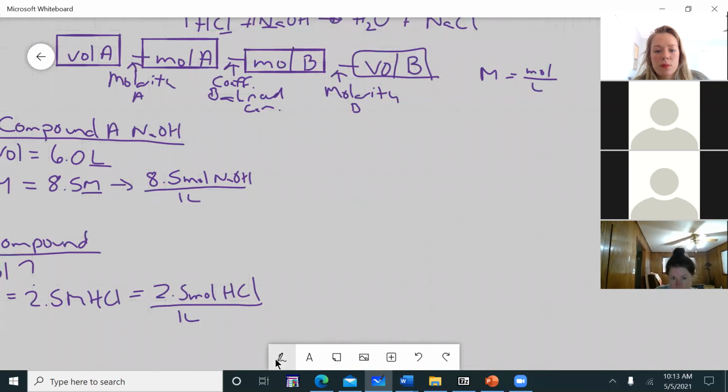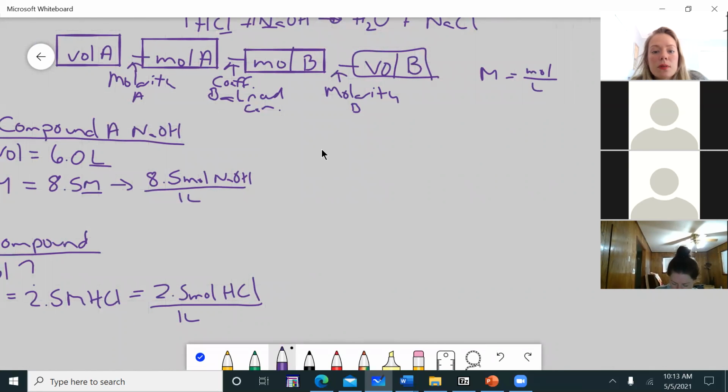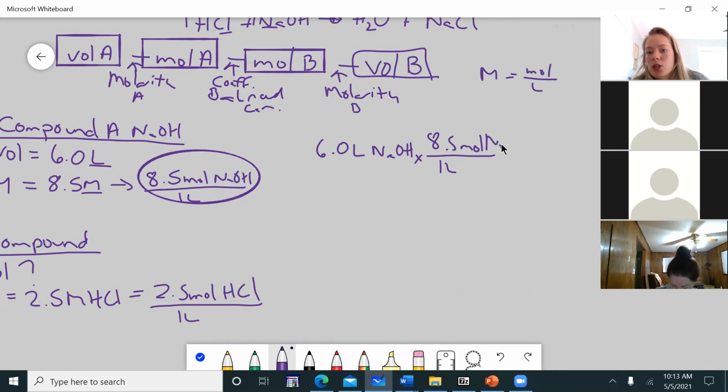Let me just start that out. This takes up so much space. So we've got 6.0 liters specifically of NaOH. I'm going to use the molarity to get into moles. I want moles, I don't want liters. So I like how this is set up just like this. I'm going to put the 1 liter on the bottom and the 8.5 moles of NaOH on the top. That's going to get rid of my liters of the NaOH solution.